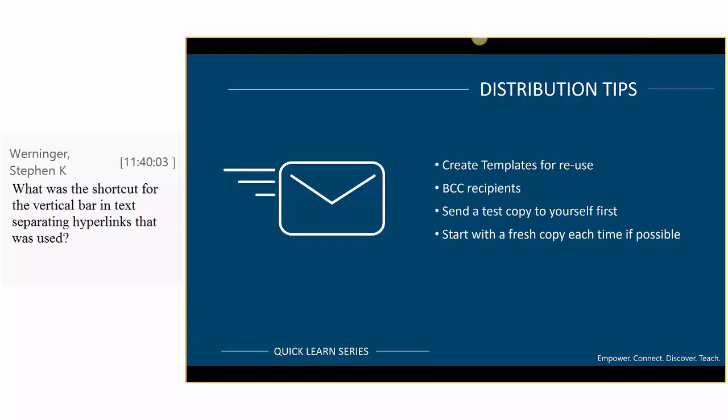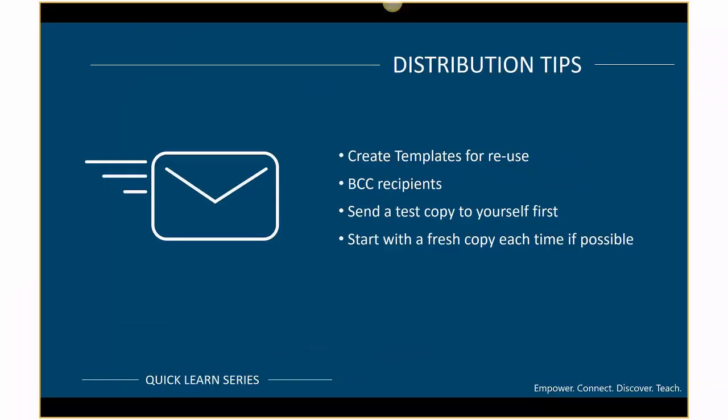And then the last one that I have here for distributions is to start with a fresh copy each time that you send this. So let's say after you send your test copy and everything looks perfect, you're not going to want to just reply or forward that test copy because that actually starts to degrade the images. And so what you'll want to do is go back to your template and send from your template version as opposed to any test copies that may have been sent.